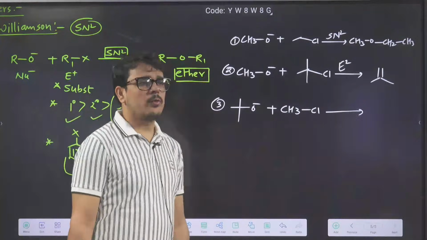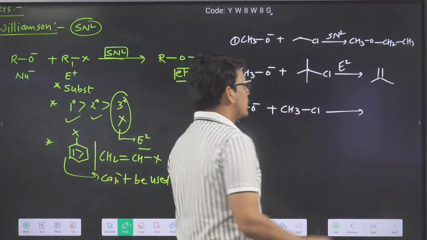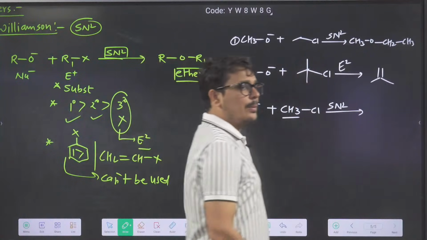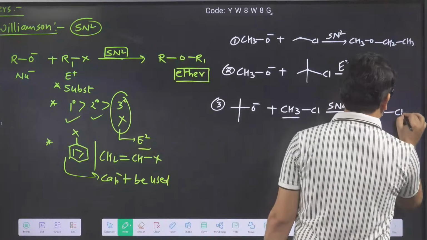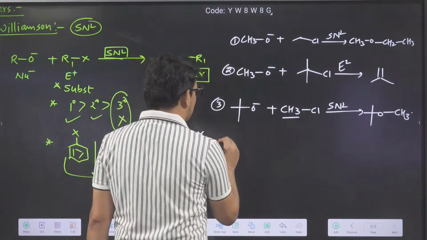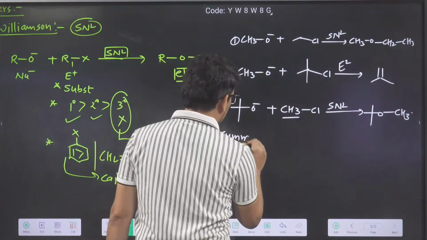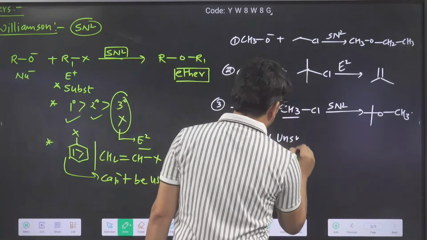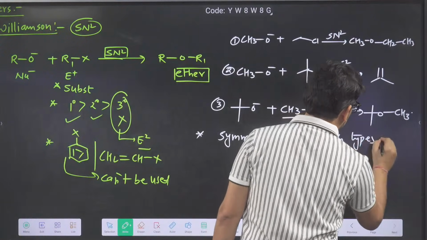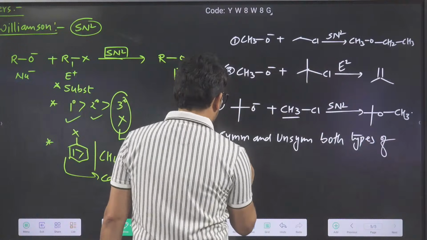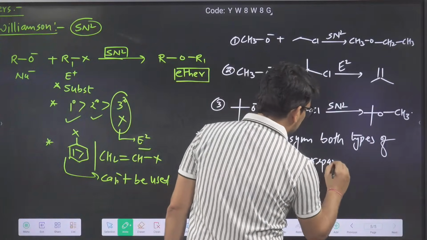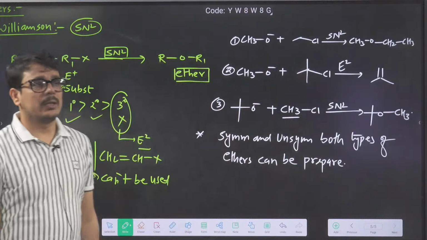Tell me now, in this case, what will be the product? SN2, this one, because here only one carbon is there, no beta carbon available here. So the product will be this. By this reaction, symmetrical and unsymmetrical, both types of ethers can be prepared.